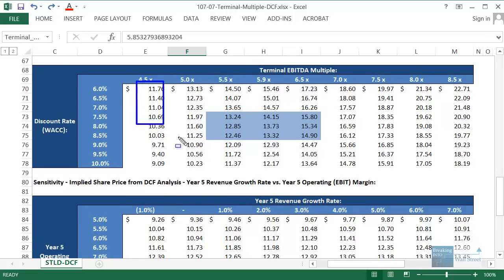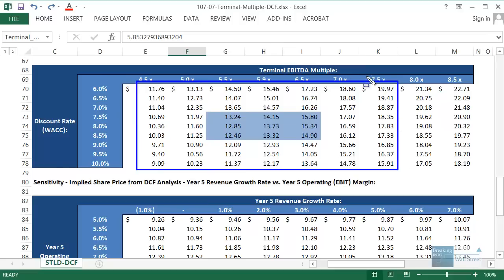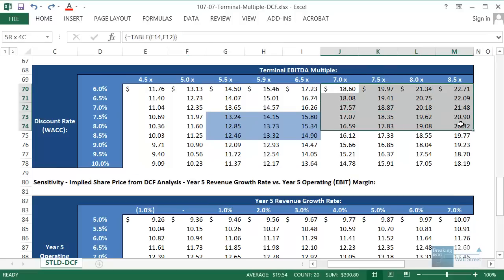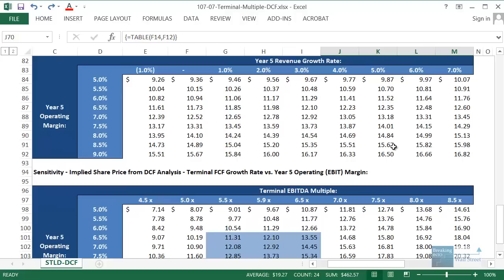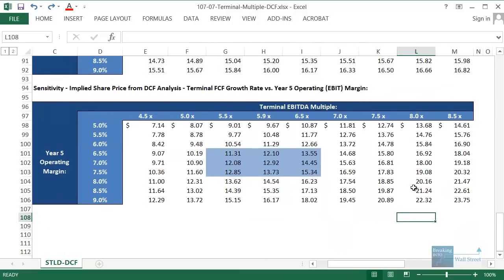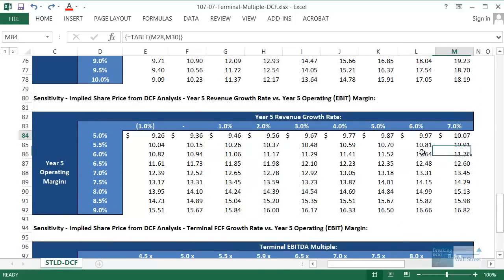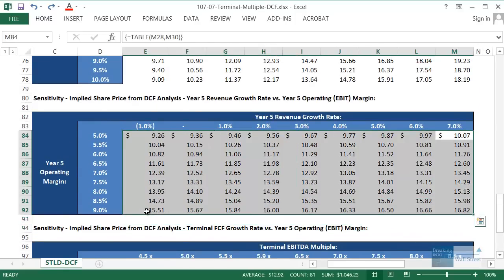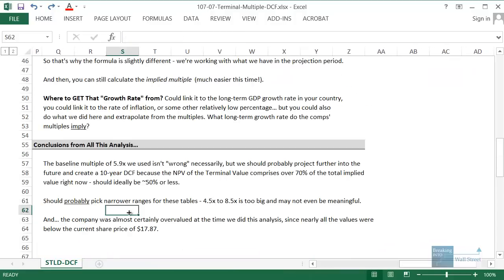$17.87. And if you look at this table, almost all these values are below that number. You have to go all the way over to the upper right-hand corner and go to very low discount rates and very high multiples to get share prices that are above that. And if you go down, you can see that theme pops up repeatedly, that we really do not get to that current share price unless we have very optimistic assumptions for the margins, for the final year multiples. And if you look at the revenue growth and operating margin table, we don't even get to that current share price at all. So those are some of the conclusions we can draw from this analysis.